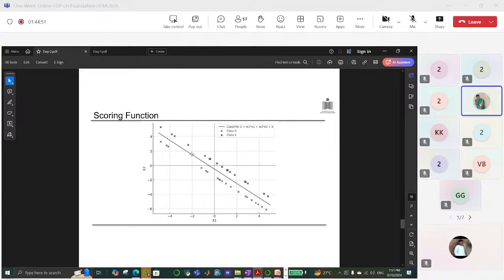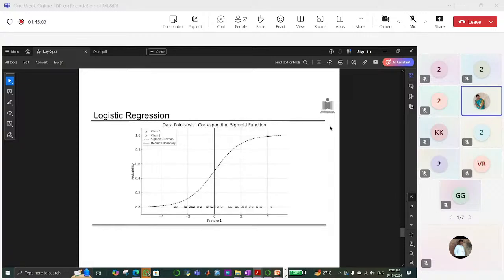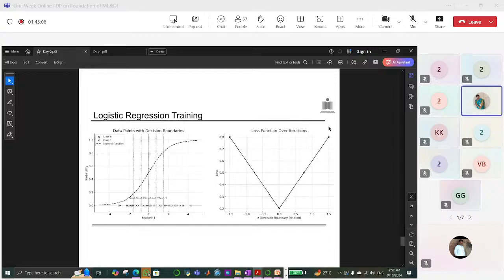and the scoring function. So after updating these weights, we can find the score values, and z is equal to w1x1 plus w2x2 plus b, so that we can find the best fit line. Data points corresponding to the sigmoid function. So we'll see here, suppose we consider different decision boundaries. So here the value is z equals 1.5. Next, z equals 0, then z equals minus 1.5. Like that the values are there.